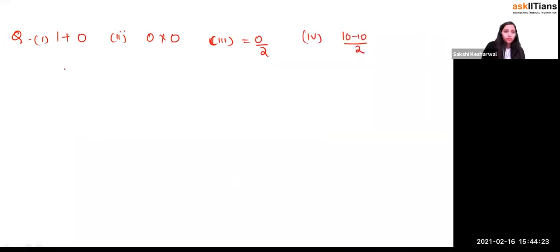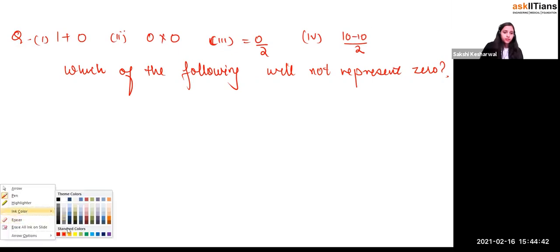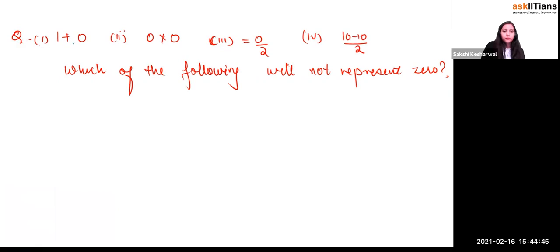Then if I'm asking you which of the following will not represent 0, just think like this. Which number is going to represent this? Give a close observation, beta. See, 1 plus 0 is 1. 0 into 0 is 0. 0 upon something is what? 0. And then 10 minus 10 is what? 0 upon 2, this is again 0. 0 upon something is 0, beta. So your answer is what?